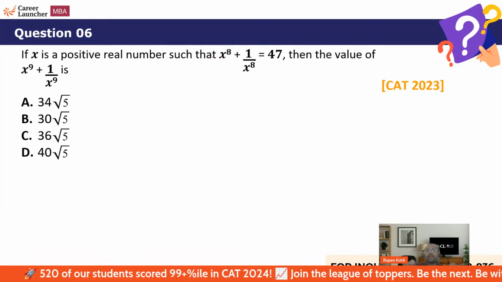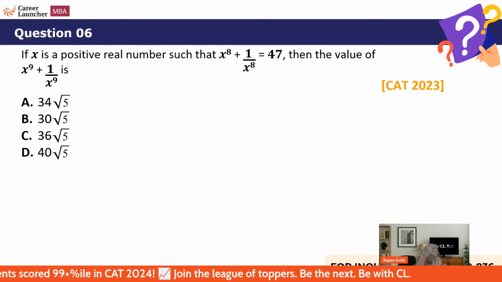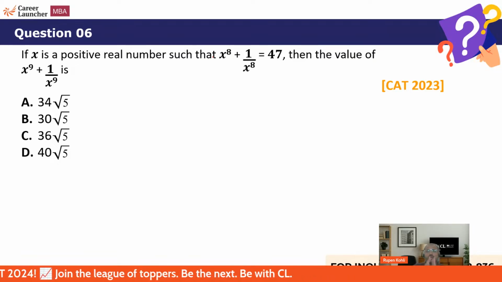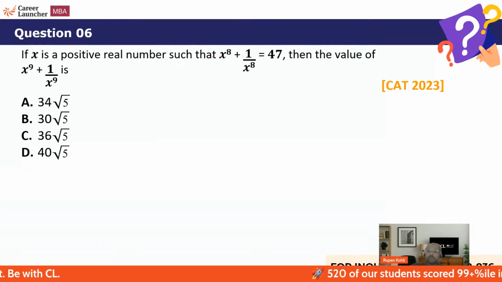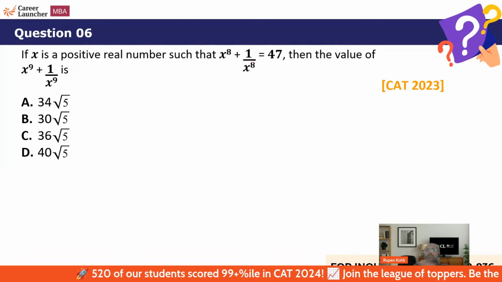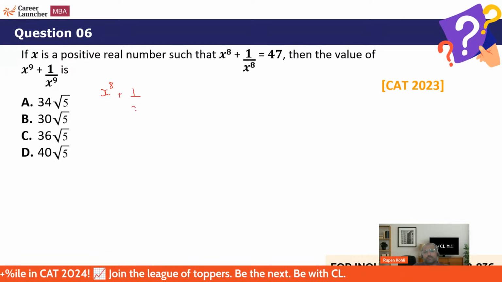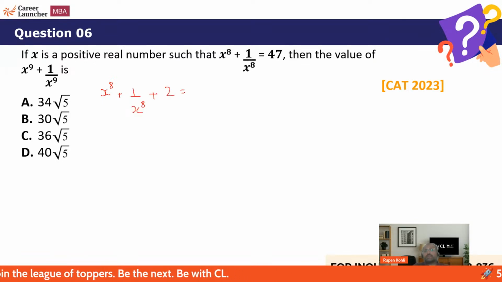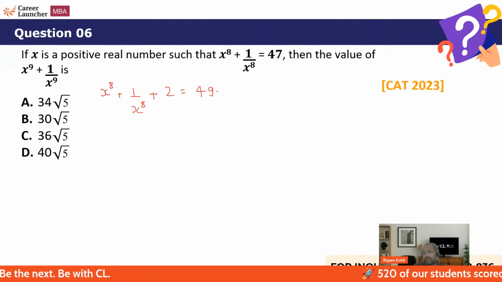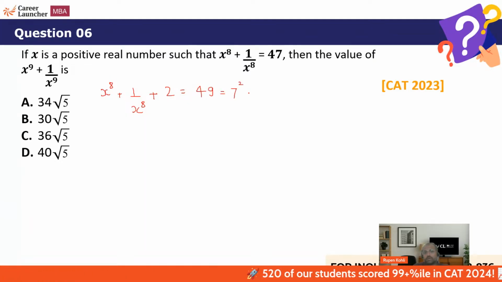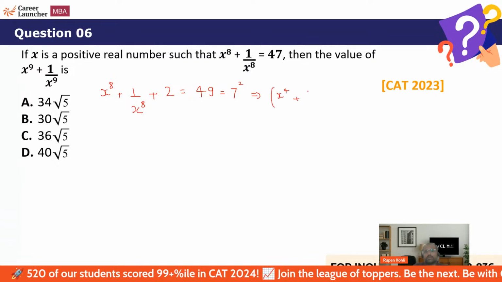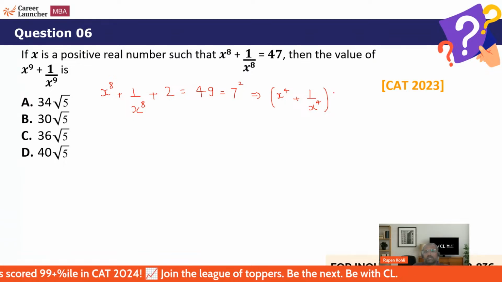Again, the central idea is finding the value of x plus 1 by x, that is always our motto. We should try to find that, and then anything can be done. So first we need to backtrack. We are given the x raised to power 8 value. As we have seen, adding 2 on both sides will do the completion of squares. So x raised to power 8 plus 1 upon that, plus 2, is 47 plus 2, 49. Yes, we are getting a square number on the right hand side, 7 square. And this is the square of x raised to power 4 plus 1 by x raised to power 4.